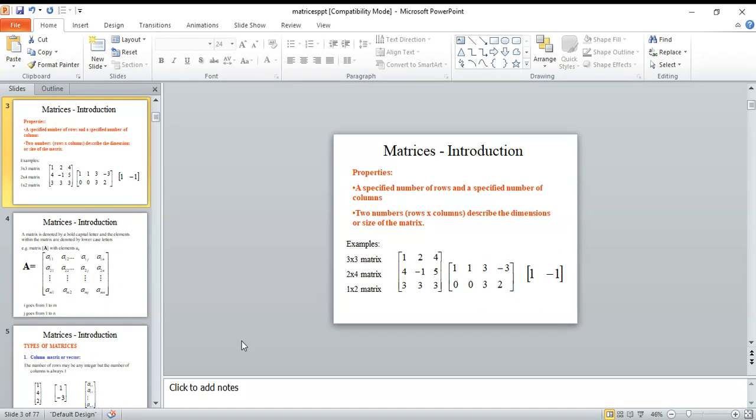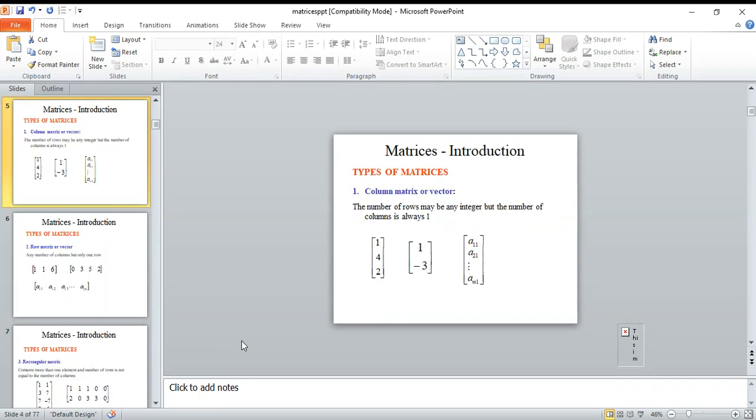Next, types of matrices. A matrix can be denoted by a capital A, and its elements are denoted by small letters. Types of matrices. First, the column matrix.